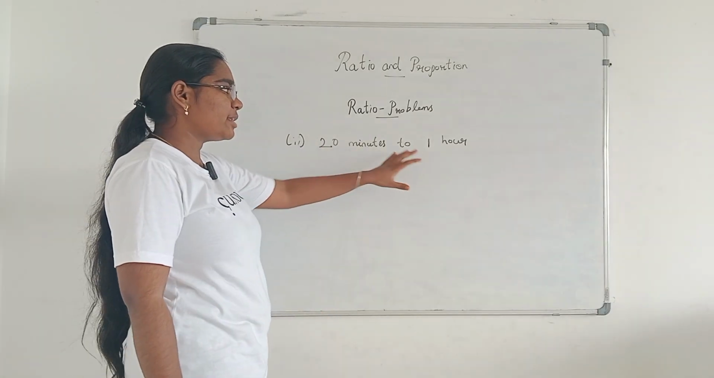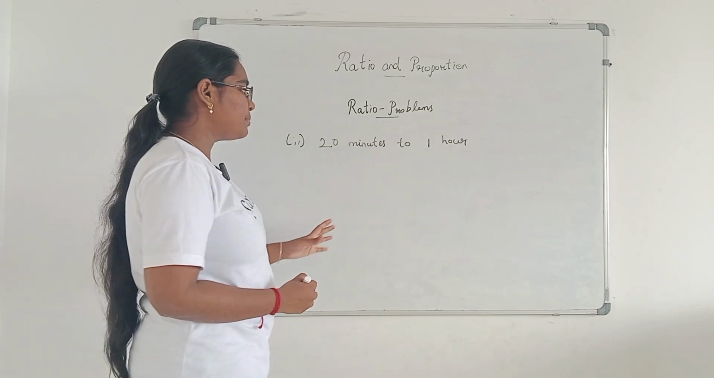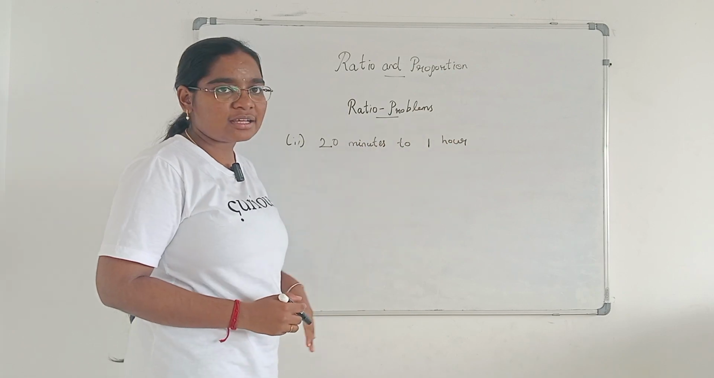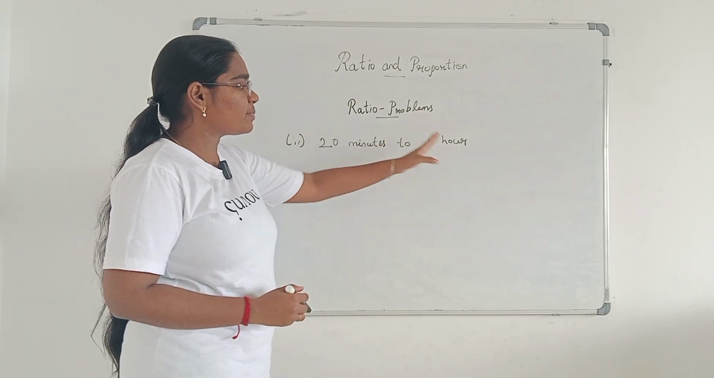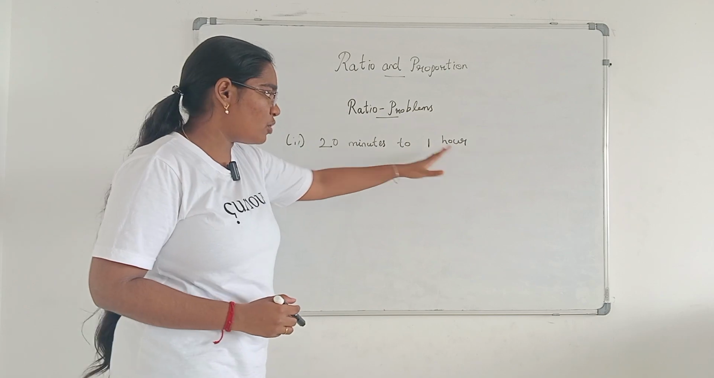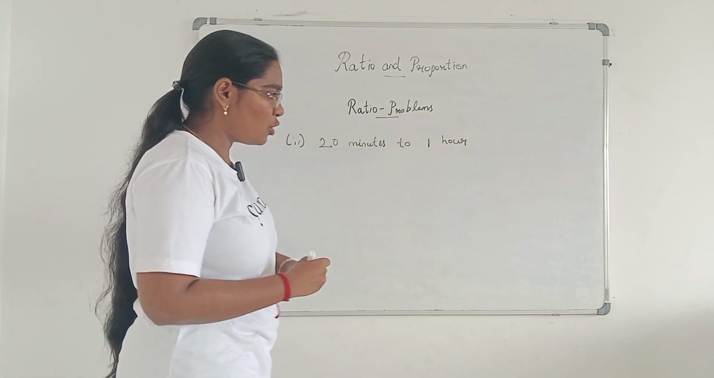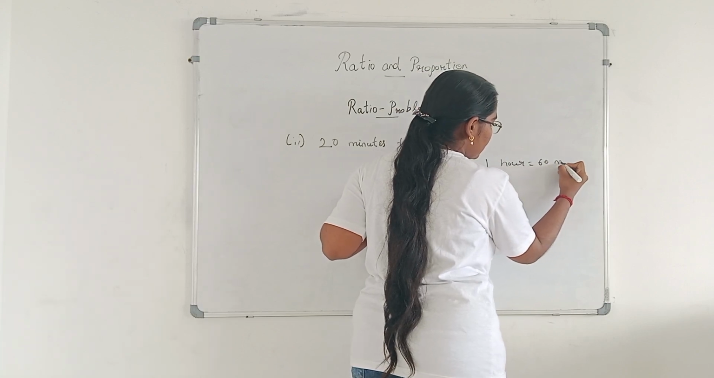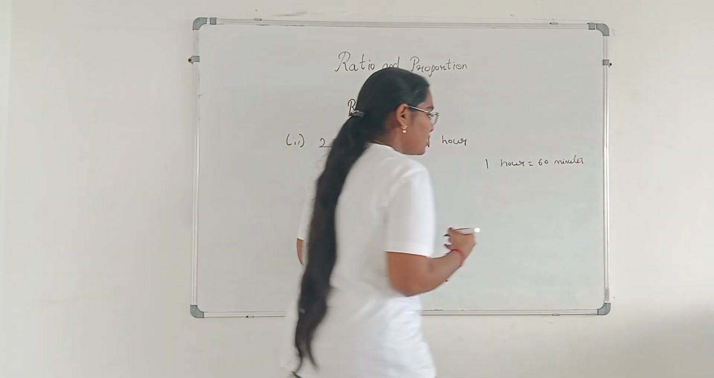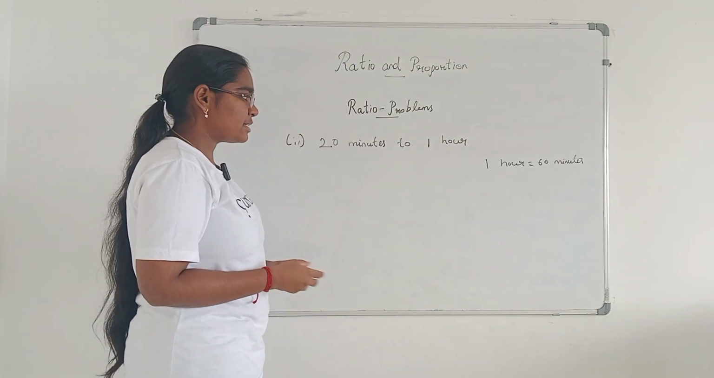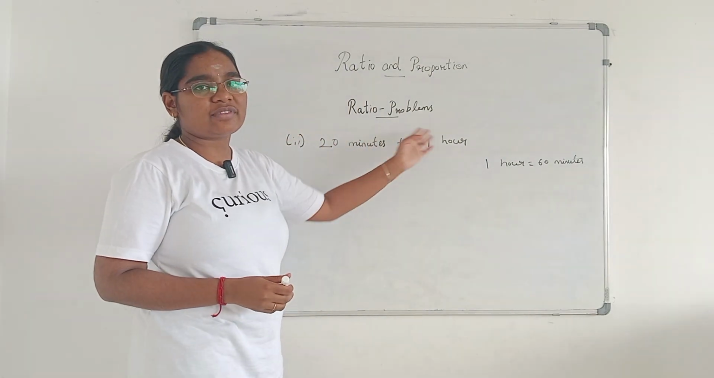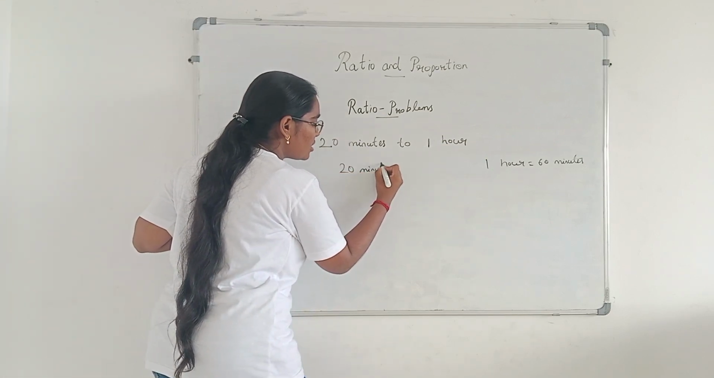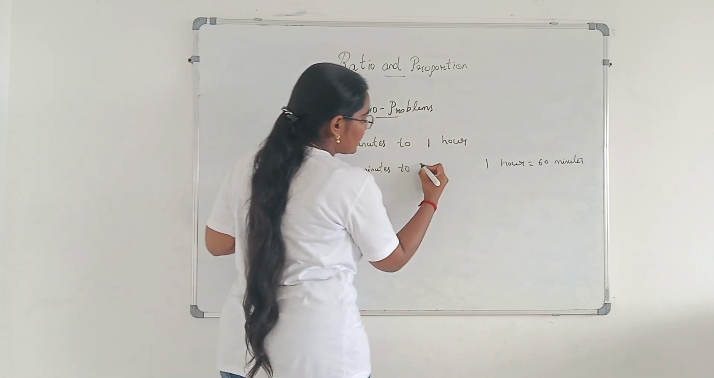The second problem is 20 minutes to 1 hour. The first step is to check the units. Here this is given in minutes and this is in hours. So either you have to convert both into minutes or both into hours. We know that 1 hour has 60 minutes. Am I right? So we can convert both of these into minutes. This is already given as 20 minutes. So 20 minutes to 60 minutes.